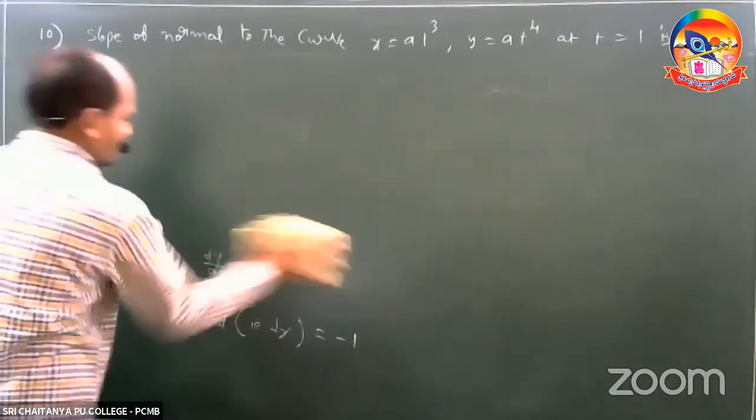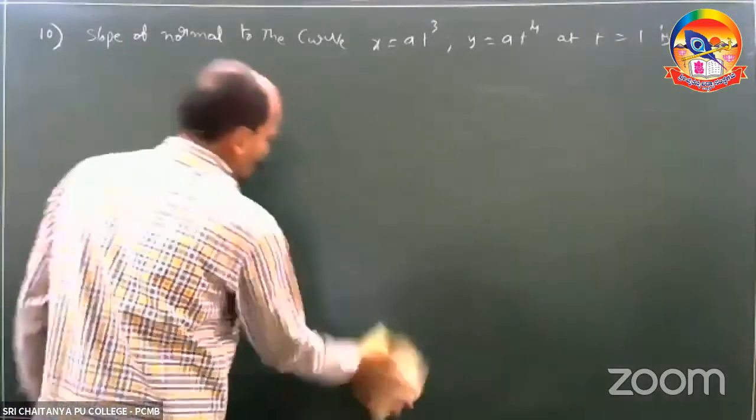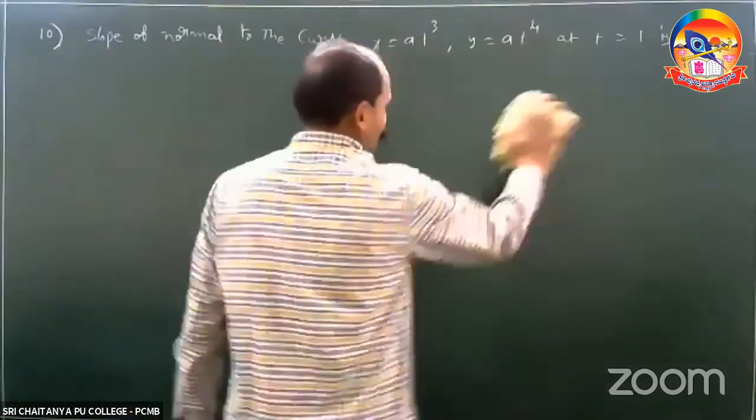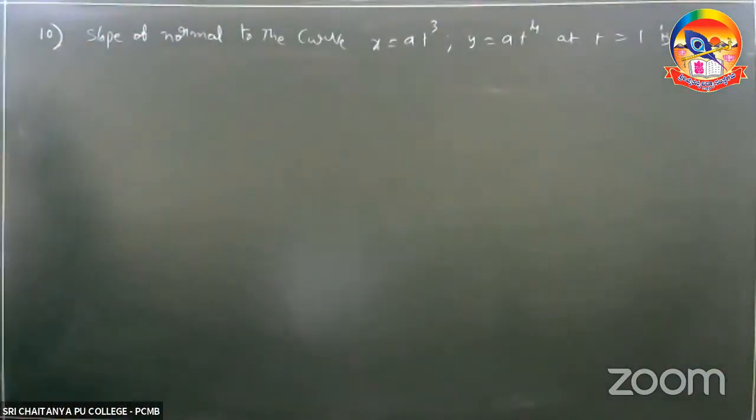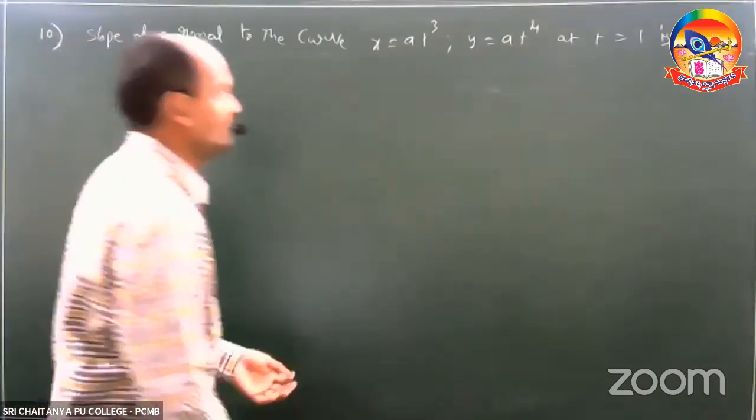slope of normal to the curve x is equal to a t power 3, y is equal to a t power 4 at t is equal to 1 is.